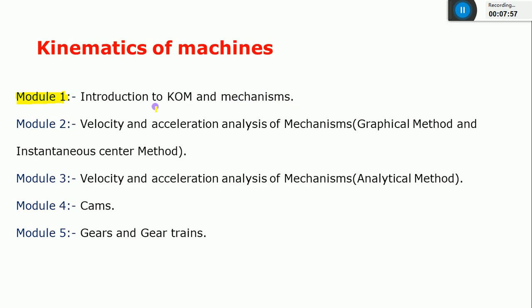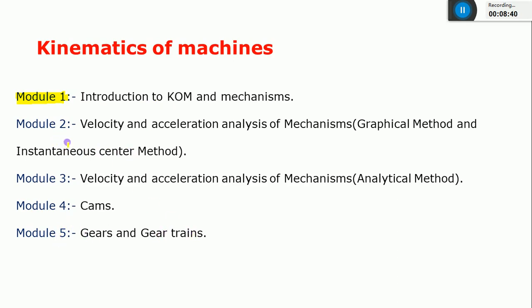Since this module is lengthier compared to other modules, I'll try to complete unit 1 first, then I'll go to the gear trains, then module 5, cams, then the second and third. Modules 1, 4 and 5 are very much easy compared to the other 2 modules. All carry 20 marks each: 20, 20, 20, 20, 20, total 100. As I said, module 1 contains 2 units; first I will try to complete unit 1, later we'll start with the gear trains.